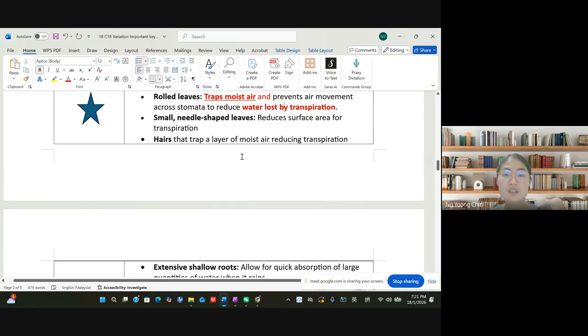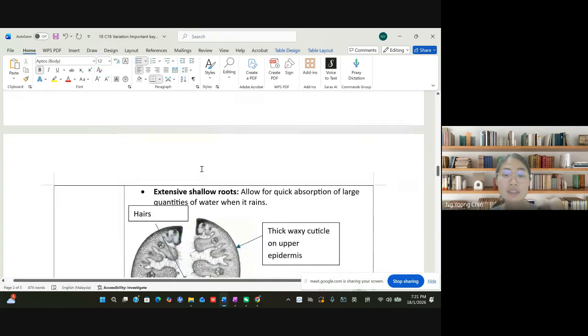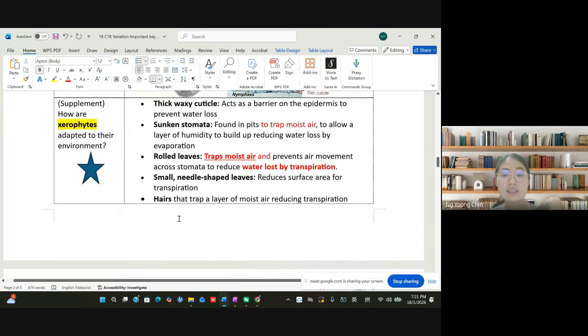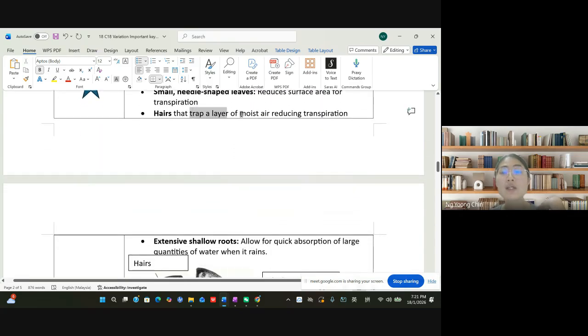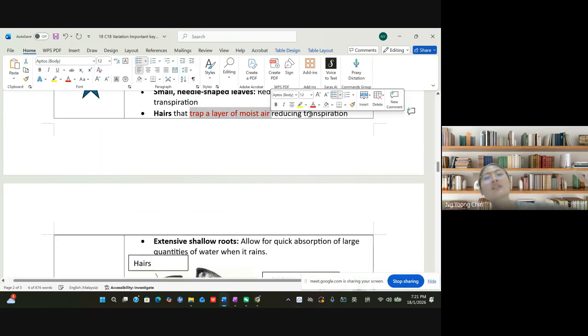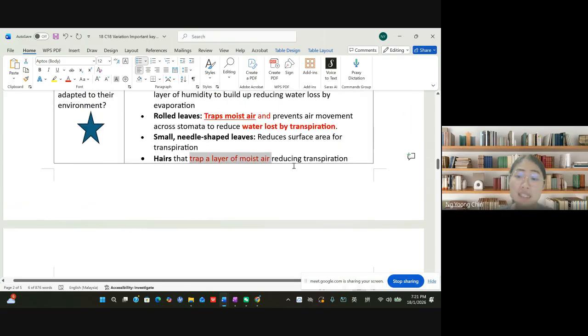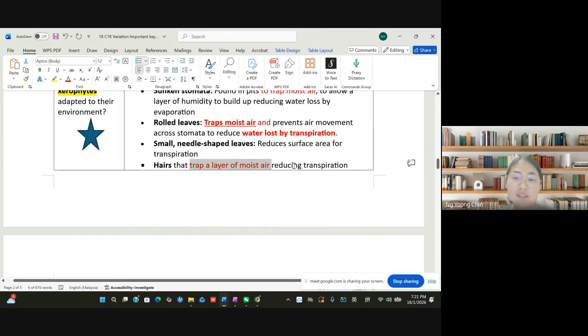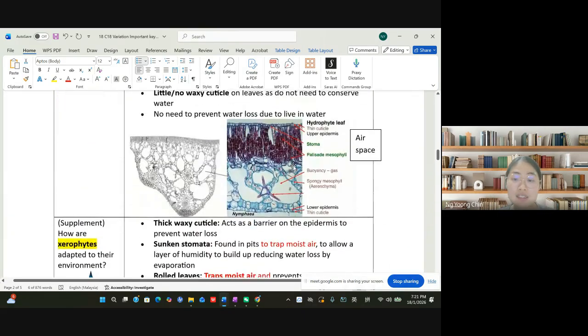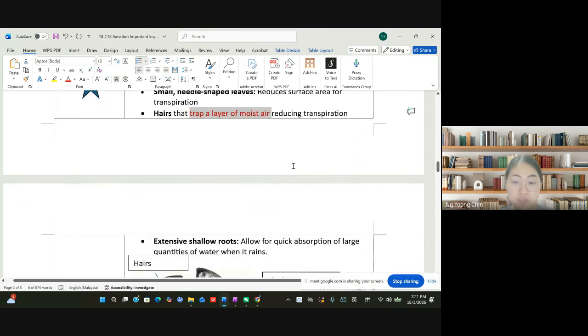Okay, so that's why they lose only a small amount of water, because the surface area is very small. And then they have hair inside, see, like this is hair inside. So the hair also helps to trap a layer of moist air. So the keywords are: trap layer of moist air, reducing transpiration, okay? So this is the keyword, trap moist air.